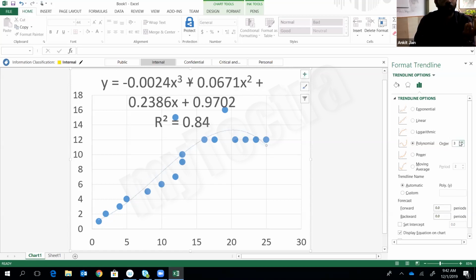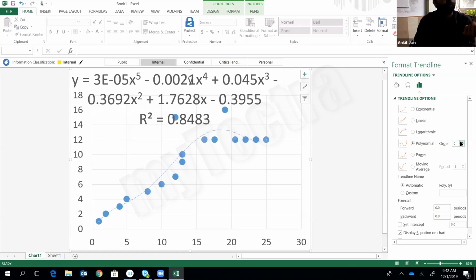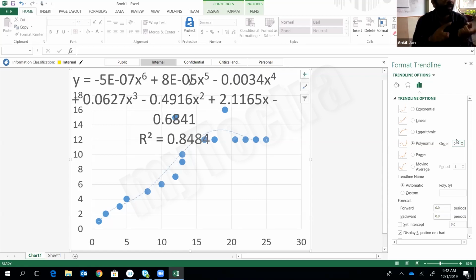Let's increase it to 3. 0.84. Let's increase it to 4. 0.8411. Let's increase it to 5. What does it become? 0.8483. At 6, 0.8484. But can you see that after 3, it is not making much difference? It is in the third digit, right? So does it make sense mathematically to go beyond 3? No, you are unnecessarily increasing your computational power. Are you getting the idea?